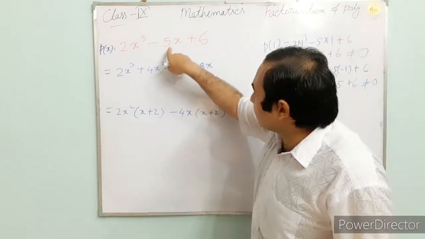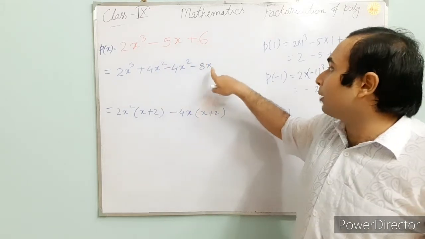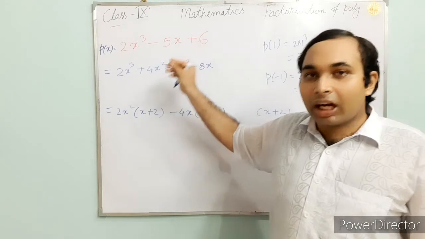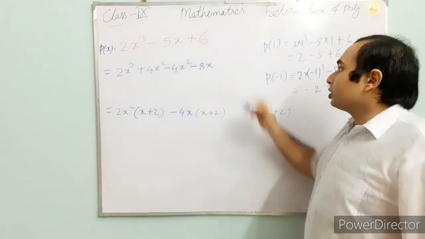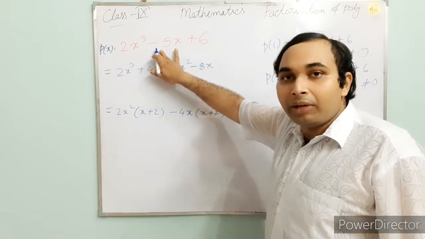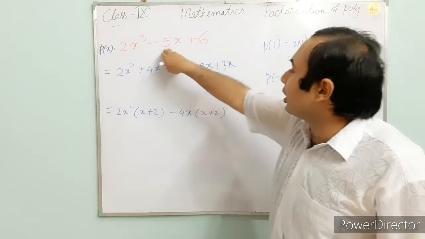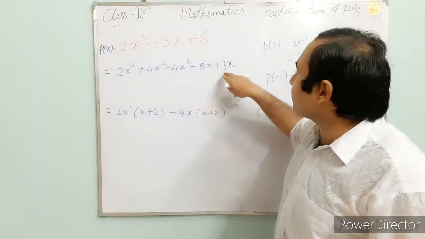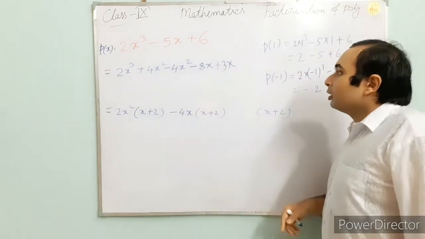Here one x term was present. That's why we have to adjust this x term. If no x term was there, we have to totally cut it. Okay, got it, I think. So here minus 5x, here minus 8x, here it was minus 5x. So we have to write plus 3x here so that we can get minus 5x. If you can't understand, just do minus 8 plus 3, it is coming minus 5. So that's why we have got this plus 3x.